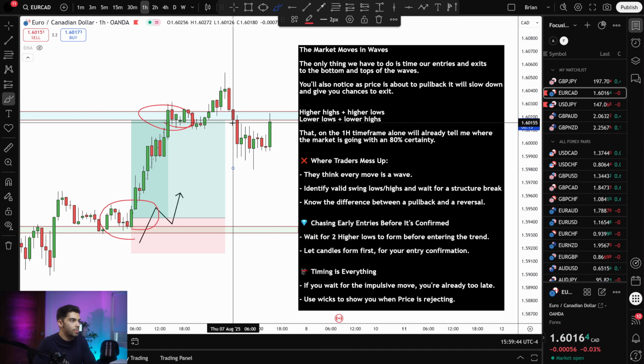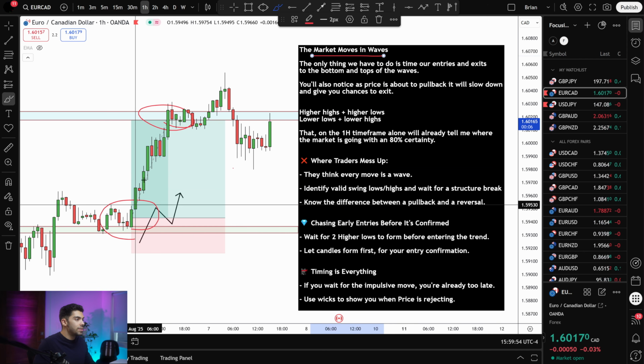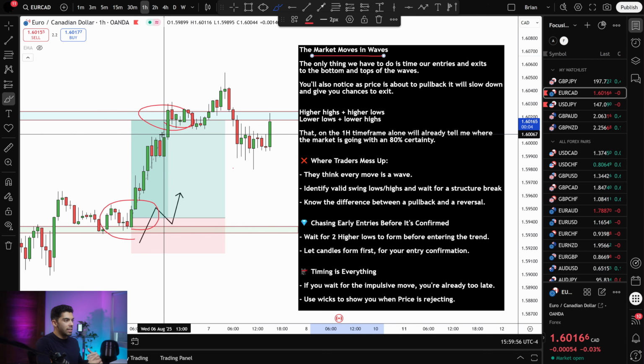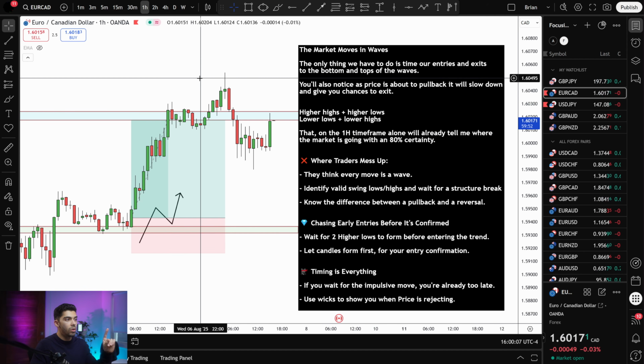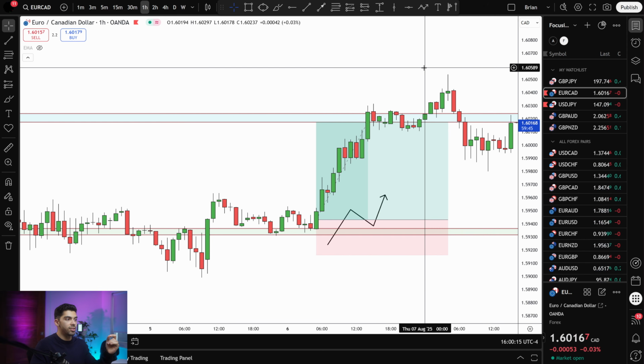So there's 3 main principles, like I said. The first principle that you have to understand is that the market, honestly, moves in waves. All we simply have to do is time our entries and our exits based off of the bottoms and the tops of the waves. I'm going to show you exactly how to do that now. You will also notice that when price is about to pull back, the market will actually slow down and give you a lot of hints that it's going to slow down.